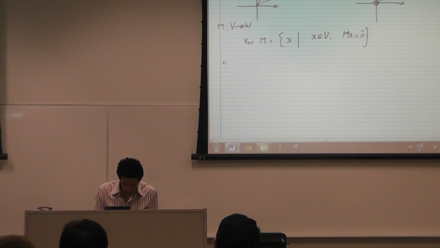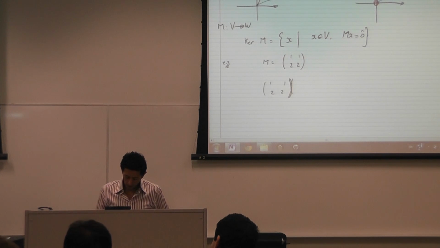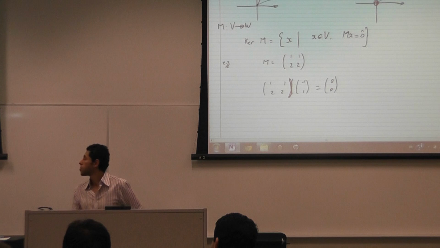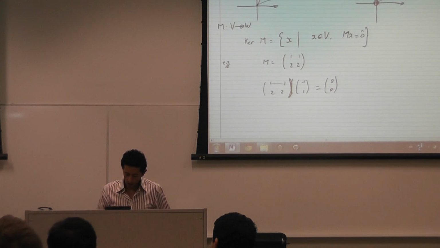So for example, let's look at the matrix M that's equal to [[1, 1], [2, 2]]. You will find, just because I've done this before, that if I put here negative 1 and 1, I'm going to get the zero vector. Because when I take the dot product of this row with this vector, I'll get 0, and this row with this vector, I'll get a 0.